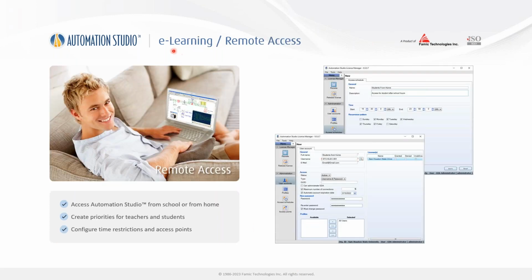You can also provide e-learning and remote access to students. For example, if you want to give any project work or homework to students, you can give them access to Automation Studio at home, and they can work on the software. Okay, they can do their projects easily, right? And you can monitor them with the help of License Manager.